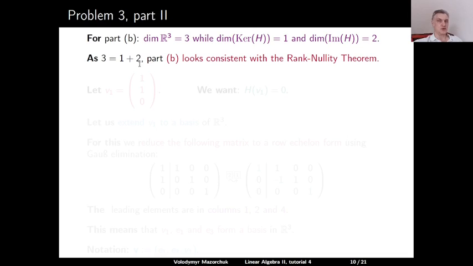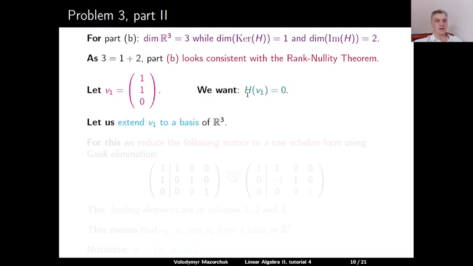So let's try now to construct such a map H explicitly. Let us denote by V1 the vector (1, 1, 0). By our formulation, this is supposed to generate the kernel of H. In particular, H of V1 should be 0. In order to define a linear map, we should define it by its action on some basis. So now we know how H should act on V1. Let us extend V1 to a basis of R3.